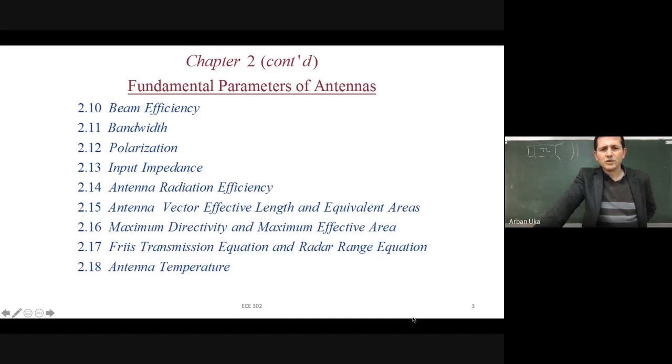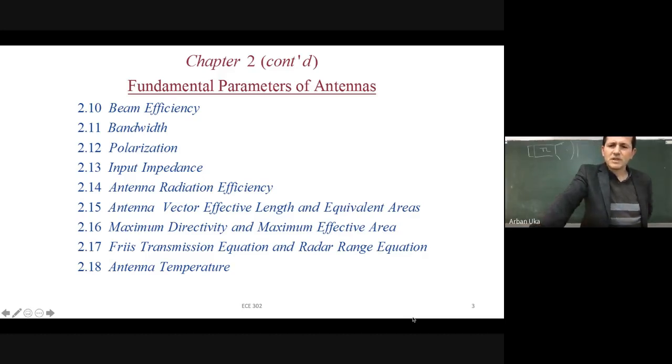Polarization, input impedance. This is an important parameter, which, as we said last time, in order not to lose information or power as we are transmitting a certain signal, we want the impedance to have a specific value. Then we'll talk about the antenna radiation efficiency, antenna effective length, equivalent areas, maximum directivity, maximum effective area.